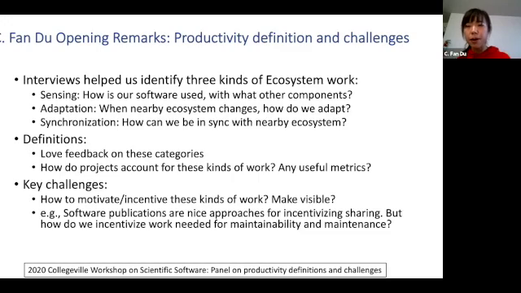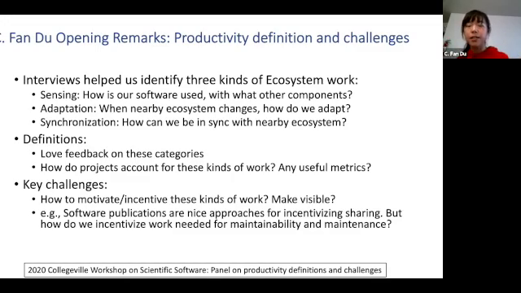So we would like to propose that there are three kinds of ecosystem work once we adopt this view. The first category of ecosystem work is the work of sensing. How do you know, and how much have you done to know, how your software is used with other components? This speaks first to the dependency structure within which your software component is used, and also what the complements of your software are in different use contexts and use scenarios.